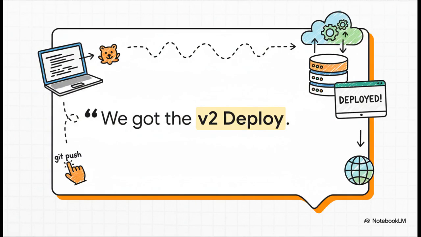And here's the proof. We make a tiny change to the code, maybe just updating a message from version 1 to v2 deploy. We do our git push, wait a few moments, refresh the browser, and boom, there's the new message. It just works every single time.